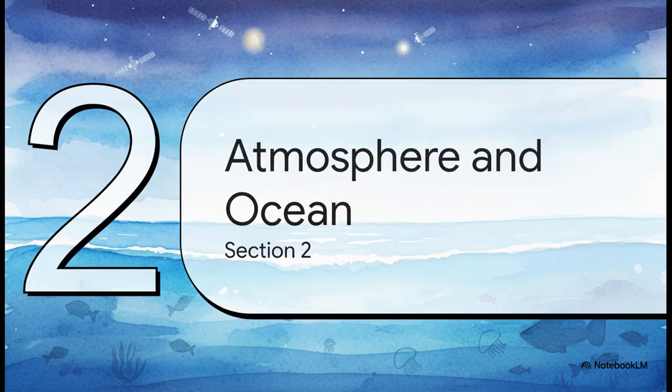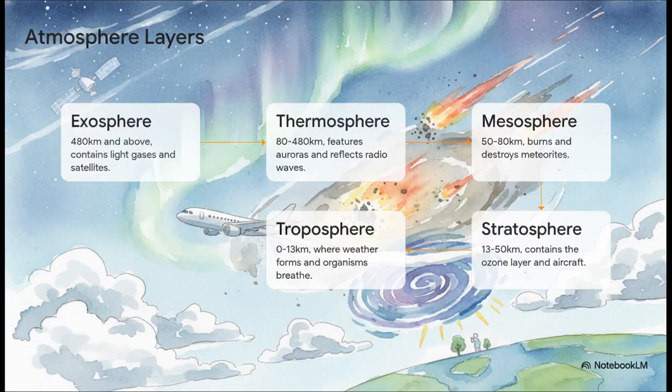Moving right along to Section 2, Exploring Atmosphere and Ocean. So we can actually visually slice the sky and the sea into distinct layers. Let's start way up high. As we descend from the edge of space, about 480 kilometers up, we hit the exosphere. This is a super thin layer of light gases like helium and hydrogen, and it's actually where our communication satellites orbit.